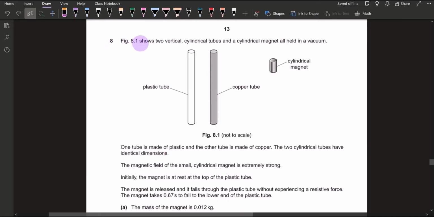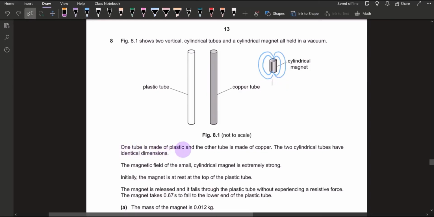Question number 8. Figure 8.1 shows 2 vertical cylindrical tubes and a cylindrical magnet all held in a vacuum. This is a plastic tube and this is a copper tube, and we are given a cylindrical magnet as well. So it's better to draw a field line around the cylindrical magnet, and we can move on next.